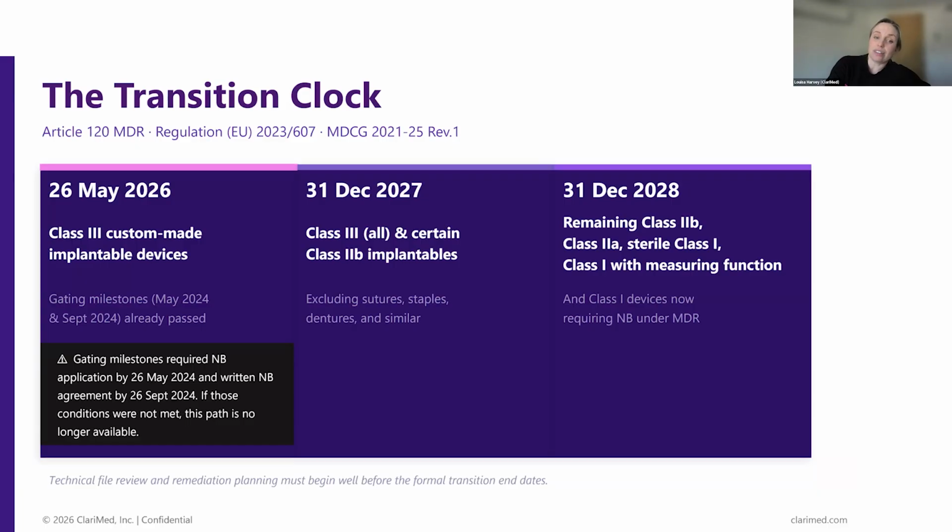And then we've got 31st of December 2027. So class 3, all in certain class 2 implantables. We've got a few exclusions there, like sutures, staples, dentures, and similar. And then 31st of December 2028, remaining class 2B, class 2A, sterile class 1 with measuring function, and class 1 devices now requiring notified body under MDR.